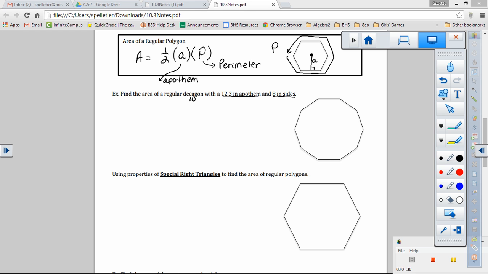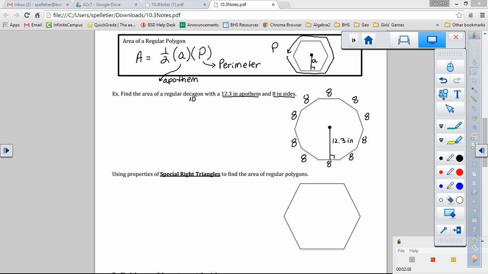So I like to label my pictures because I'm kind of crazy like that. So 8, 8, 8, all the way around 8, right? How many 8s will I have? Well, it depends on how many sides in the figure you have. So there are my 8s on each side, and then here's my apothem. It forms a right angle with one of the sides, and they told me it was 12.3 inches. Okay, 12.3 inch apothem and 8 inch sides.